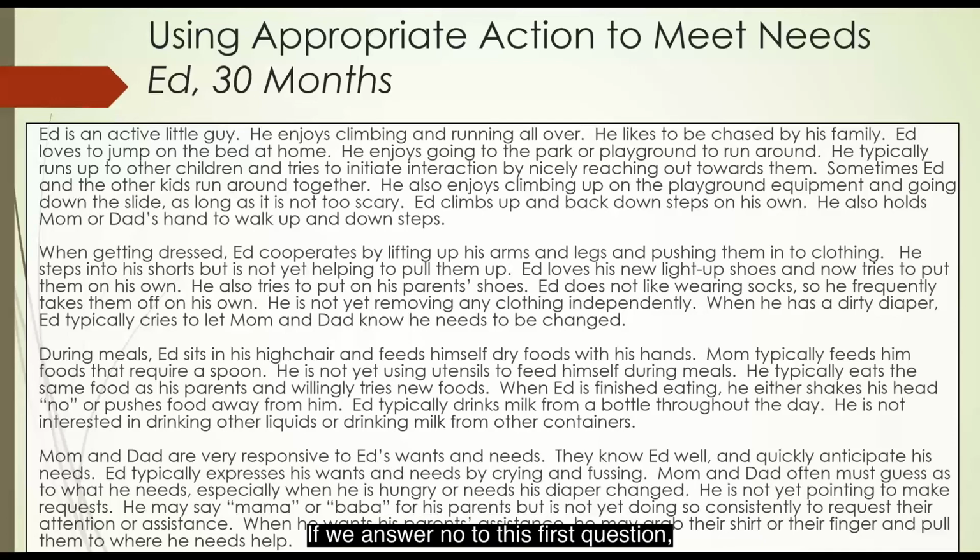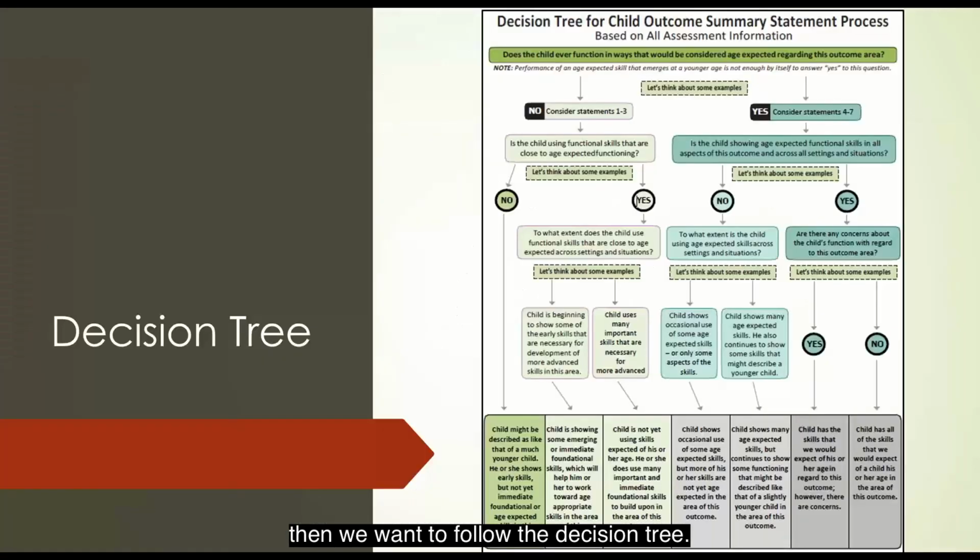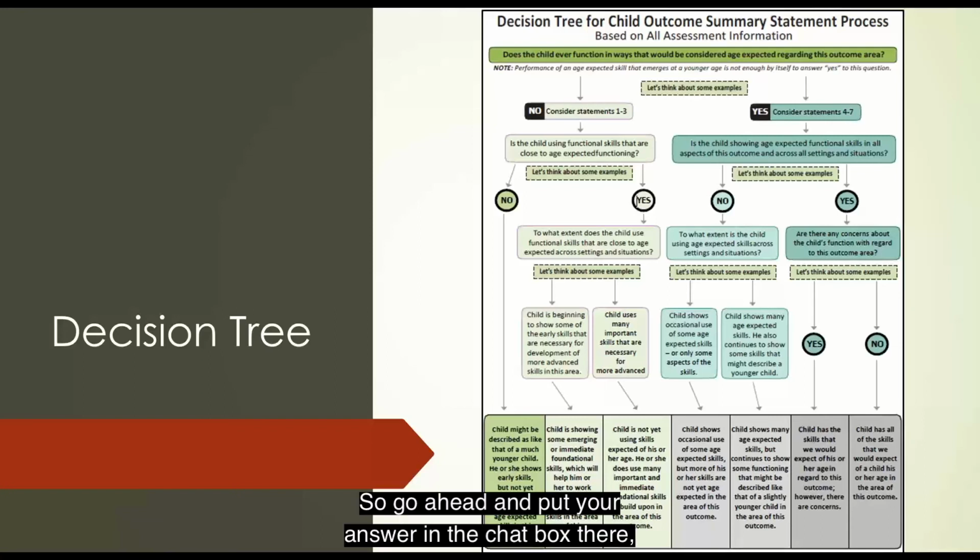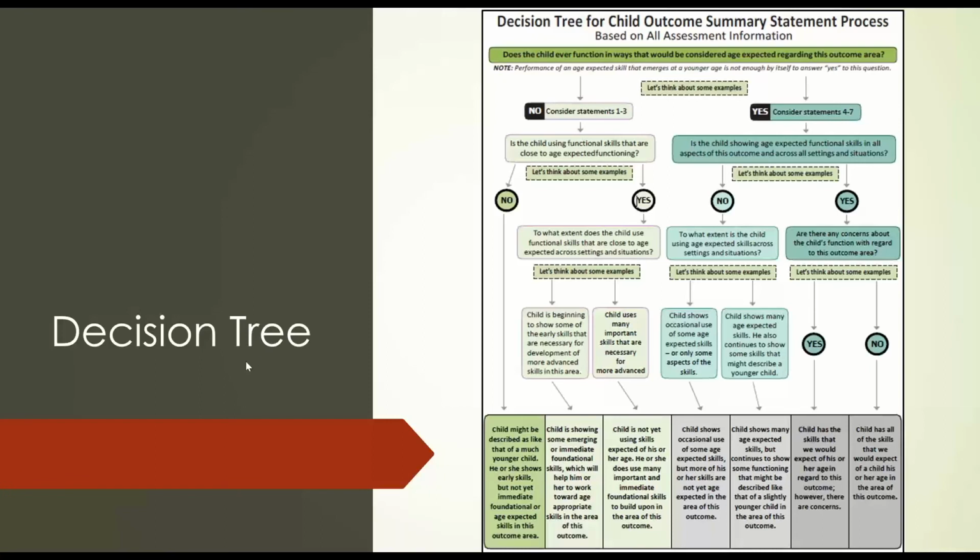If we answer no to this first question, then we want to follow the decision tree. Our next question is: is the child using functional skills that are close to age expected functioning? Yes or no? Go ahead and put your answer in the question box there. Does he have any that are close to age expected? And provide any examples you want to.